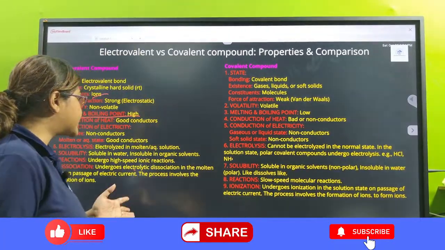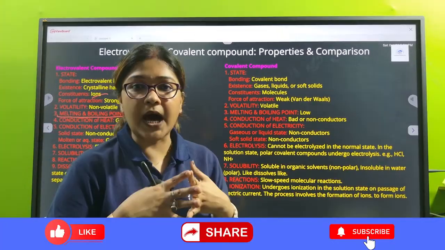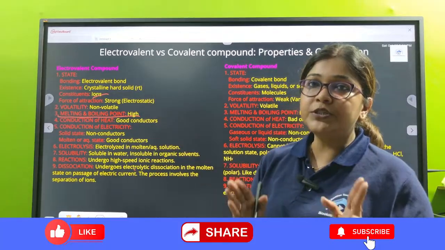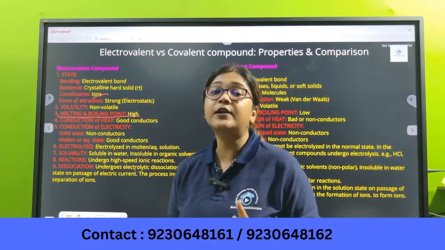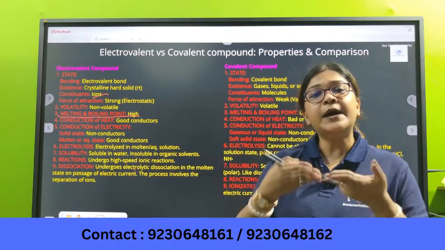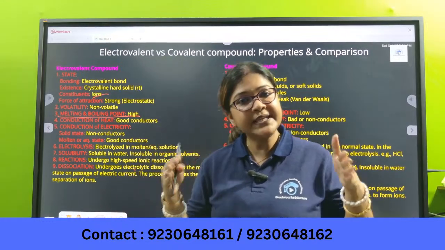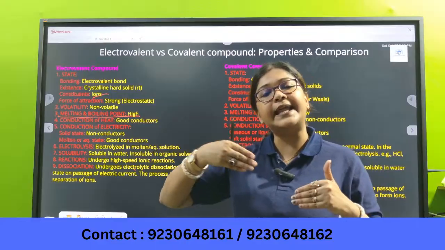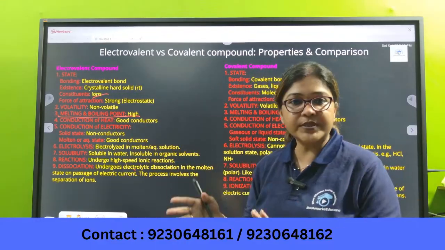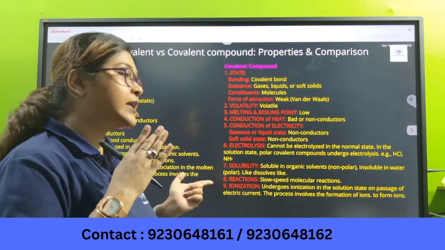What about electricity? Now, in the solid state, the electrovalent compounds are non-conductors of electricity, but in the molten or aqueous state, they are good conductors. Why? In the molten or aqueous state, the bond is breaking and you are generating free ions. These free ions can conduct electricity freely. Therefore, in molten and aqueous solution state, ionic compounds give very good electric conductivity.